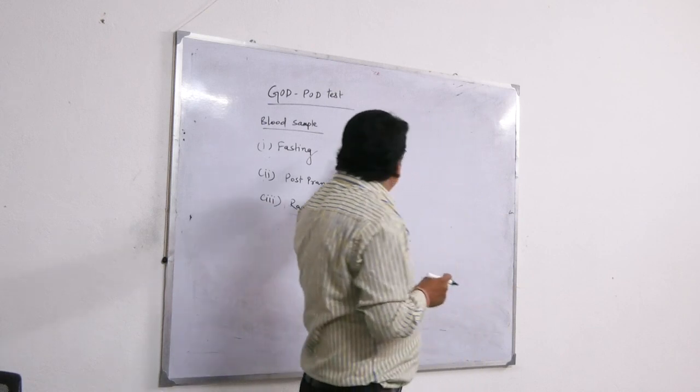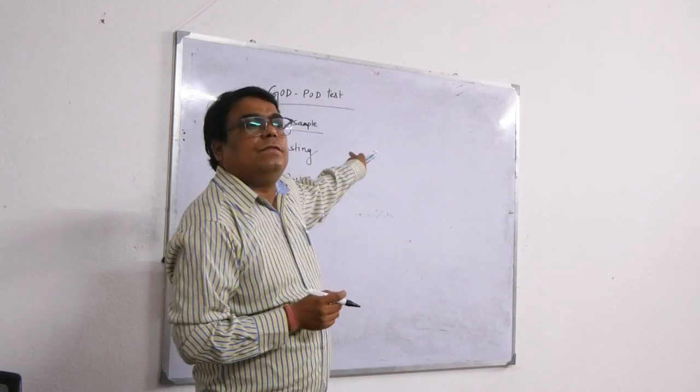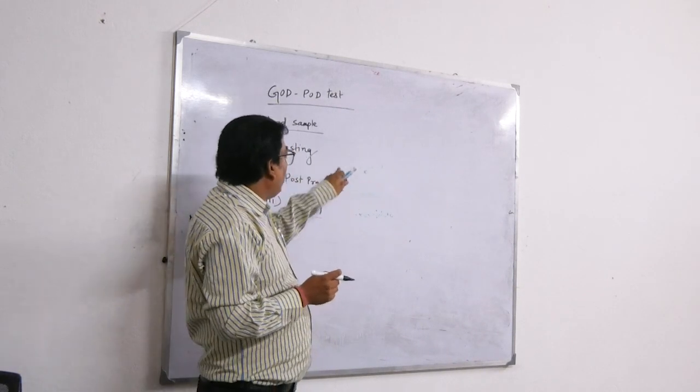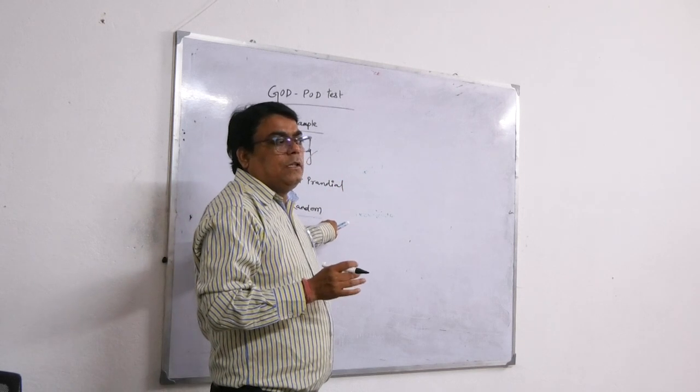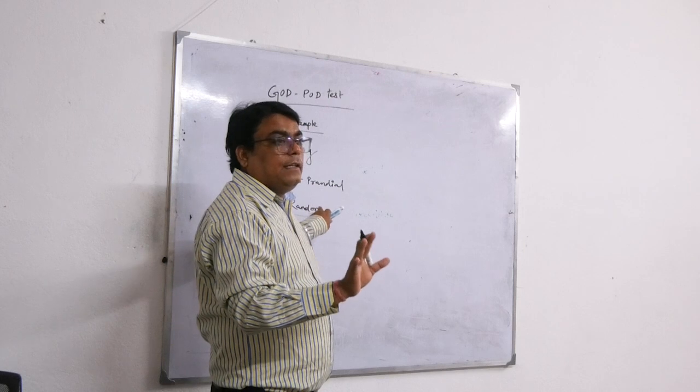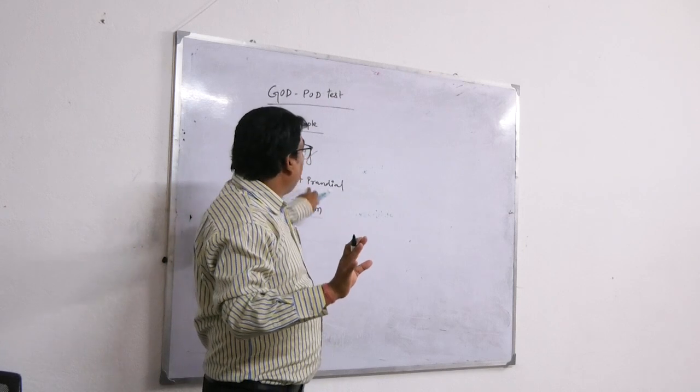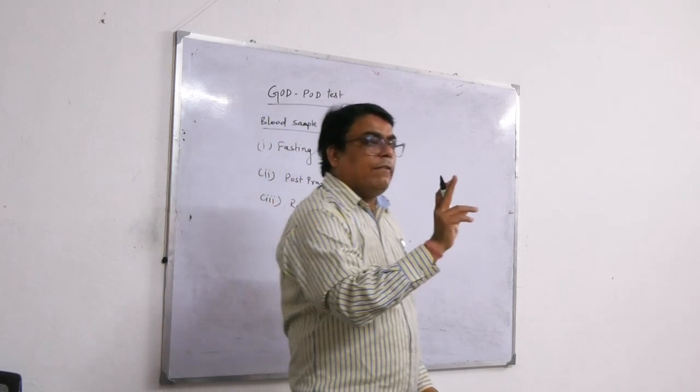So now, can any one of you give the answer: what is the meaning of fasting, postprandial and random blood collection methods? The basic question: what is the basic difference between all of these? Yes, one by one.